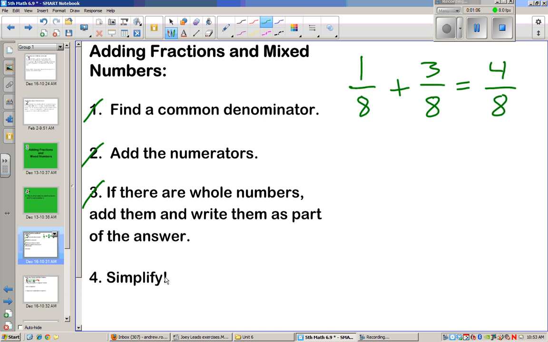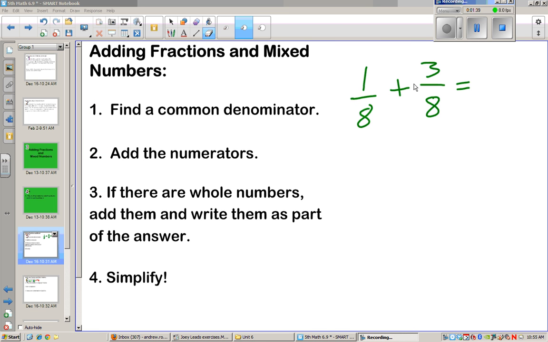Then simplify. Can I make 4/8 into something that has a smaller numerator and denominator, but it's still an equal fraction? Well, I can divide both the top and the bottom by 4. 4 divided by 4 is 1. 8 divided by 4 is 2. So I've simplified it to 1/2. So my answer is 1/2.